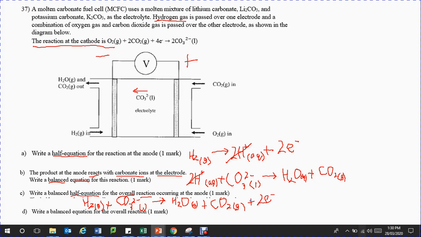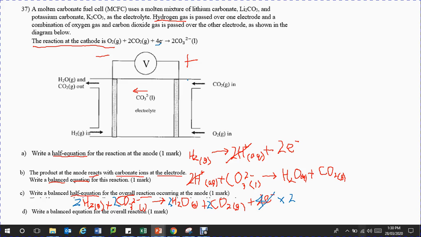If we remember when we were writing balanced redox equations, we had to make sure the electrons were the same. So this was 2 electrons, this is 4 electrons. So I need to double this. Okay, so I'll double this equation. 2, 2, 2. That looks like 3, but it's 2, 2. Okay, so they've now got the same number of electrons. Okay, so then what we can do is we can cancel out things.